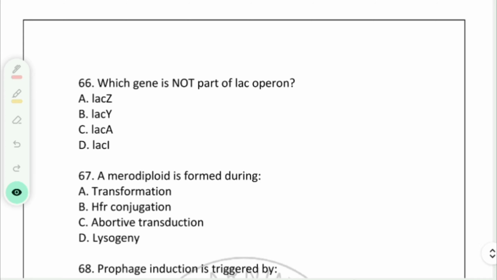Question number 66. Which gene is not part of lac operon? Options are A, lacZ. B, lacY. C, lacA. D, lacI. So the correct answer for this question is option D, lacI.